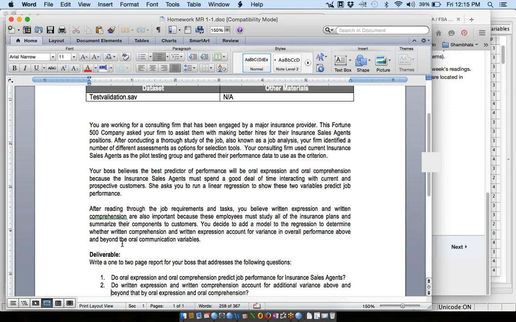I just want to talk about the wording so that when you see a case study or another problem, you understand when you're doing multiple regression. So if I said I want to know if these four tests predict job performance, I would just be doing a multiple regression. But when we start talking about blocks and that we're looking for does something add incremental or account for variance above and beyond, now we're talking about hierarchical regression.